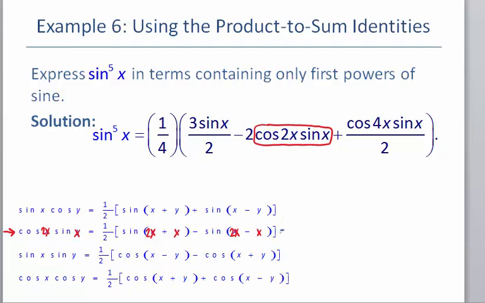So we can see now that this expression can be simplified to some extent. So we'll have sine, and 2x plus x will be 3x, minus sine, 2x minus x will be x. And so I'm going to take this expression here and plug it in right here.